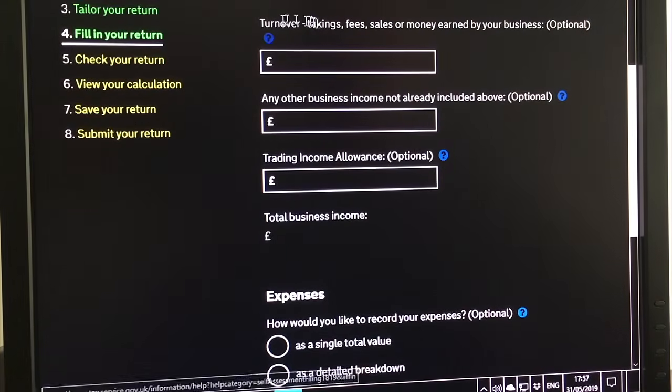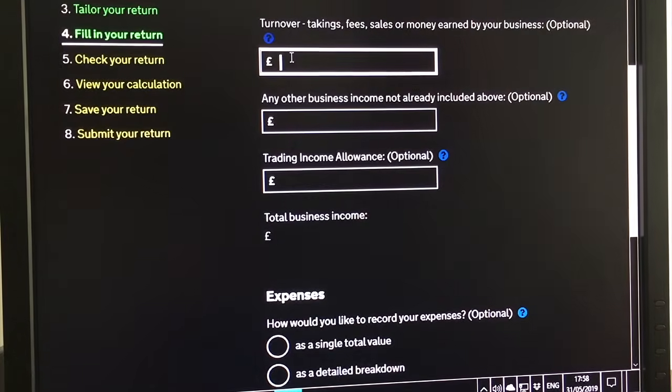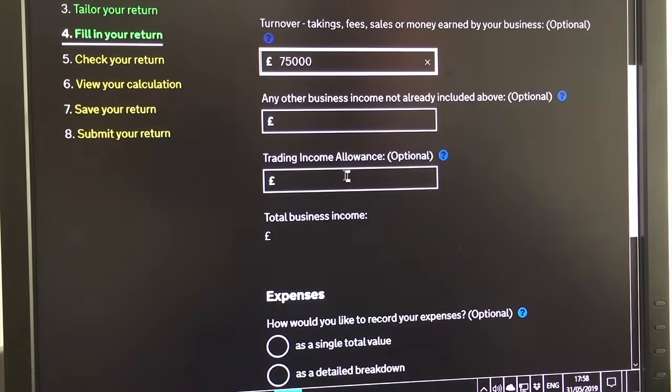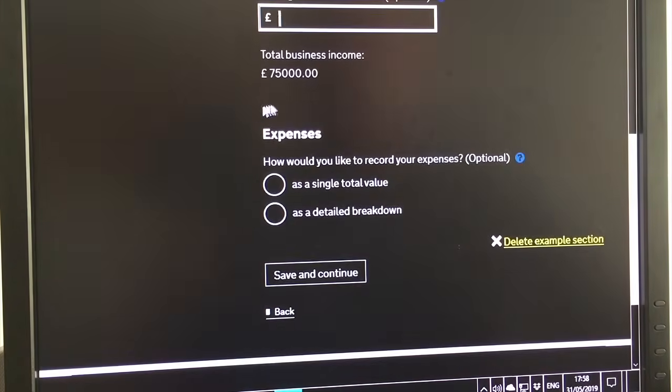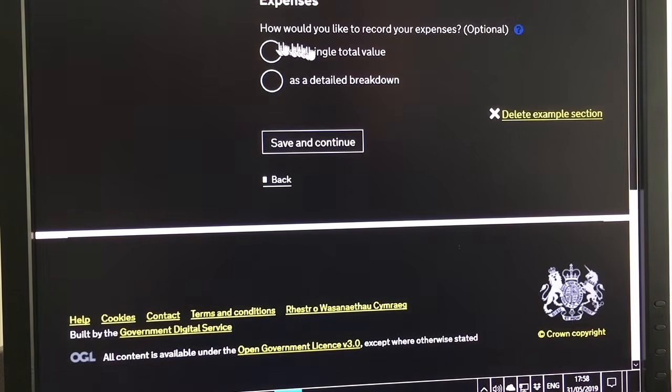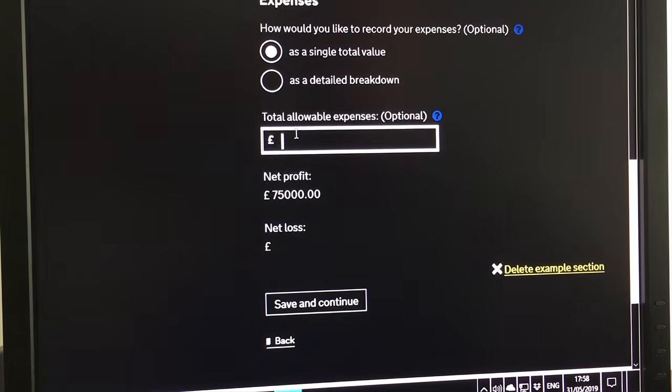Fill in. Right, so this is where you enter your figures. Turnover. So let's say my turnover was 75,000. Any other business income? Nope. Trading allowance? No, not likely to have anything like that. Remember I said my turnover was less than 85,000. You wouldn't have this option if you'd said it was over 85,000, but because it's under 85,000, you've got this option of doing it as a single total or detailed breakdown. I'm going to do a single total just to make things easier, and then you put in your figure.